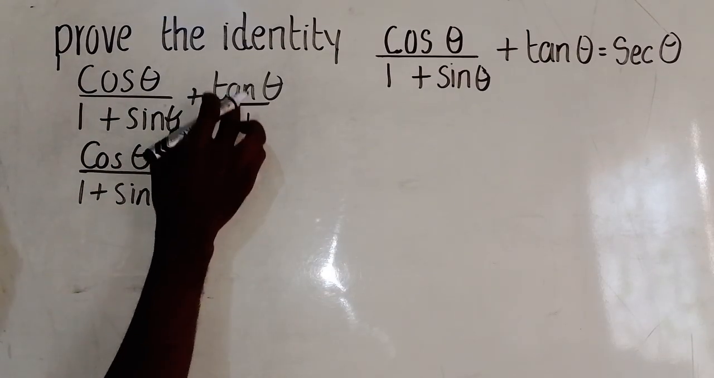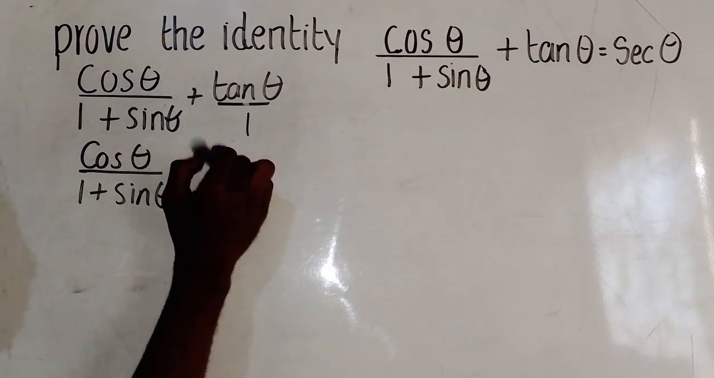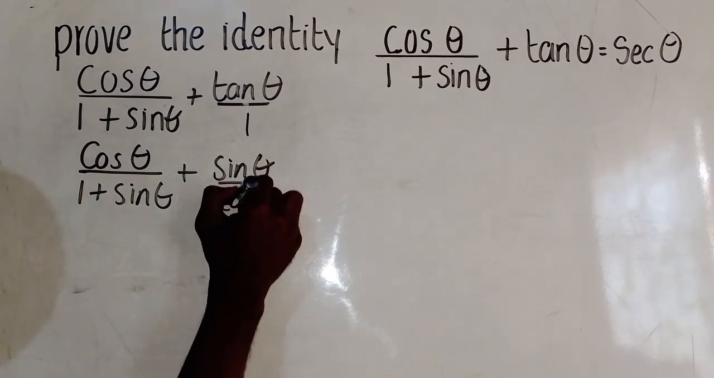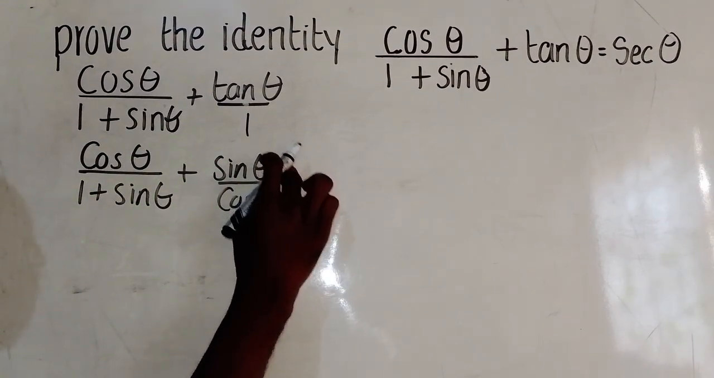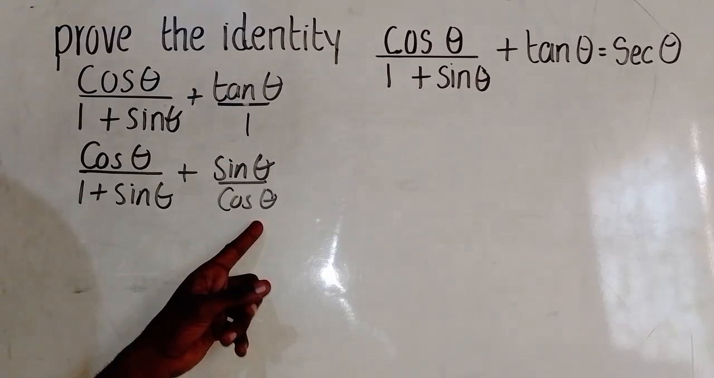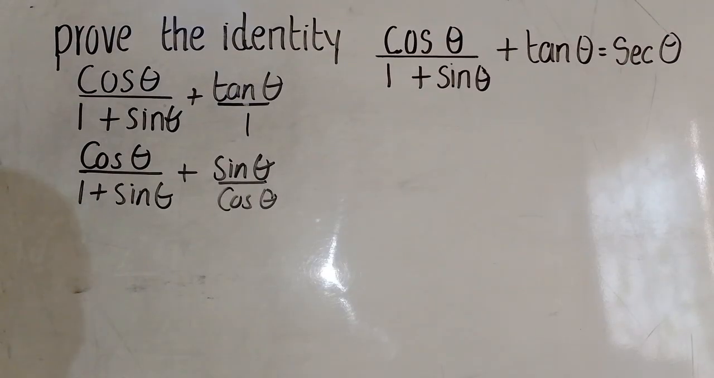Now we say plus this tan you see here. It is the same as saying sine theta over cos theta. These two are the same. Why? Because tan is equal to sine over cos. So where there is tan, it's the same as this one. Okay, so now we continue. Now as you can see, they are all fractions.